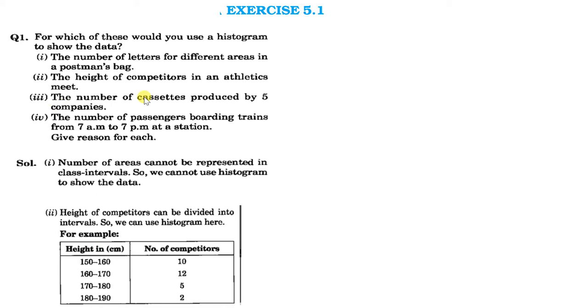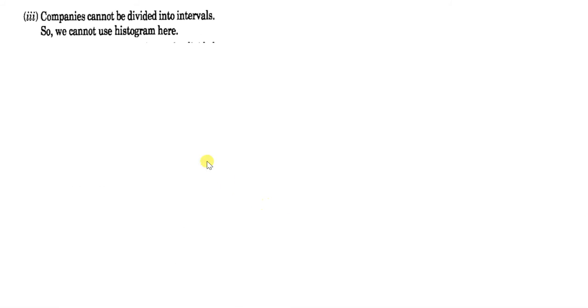The next is number of cassettes produced by 5 companies. The companies cannot be divided into intervals. So we cannot use a histogram here.